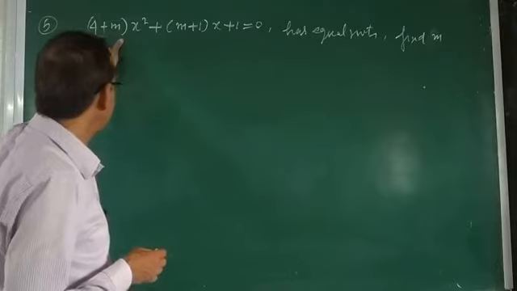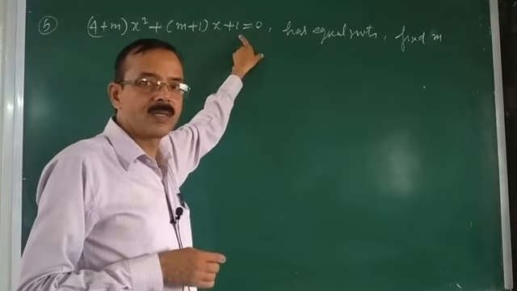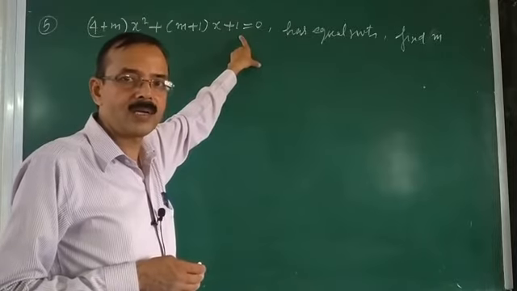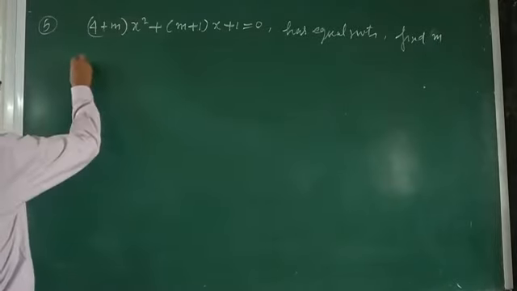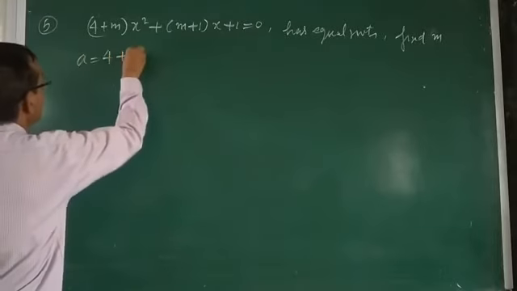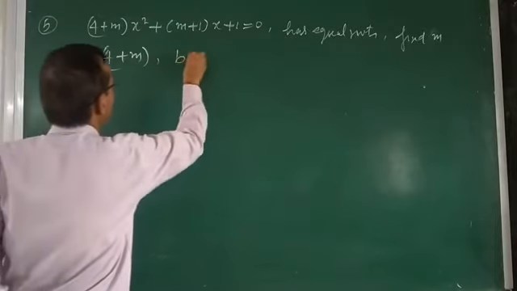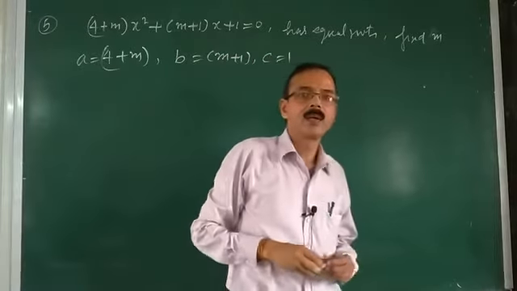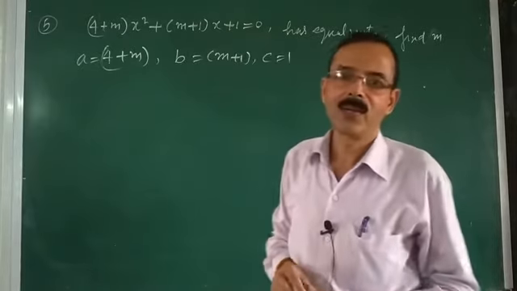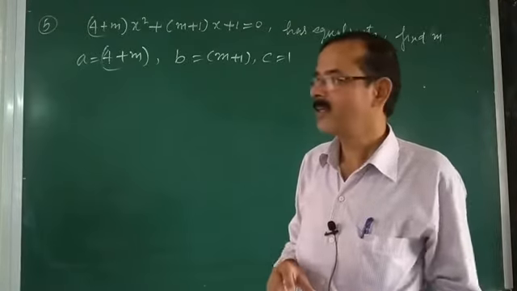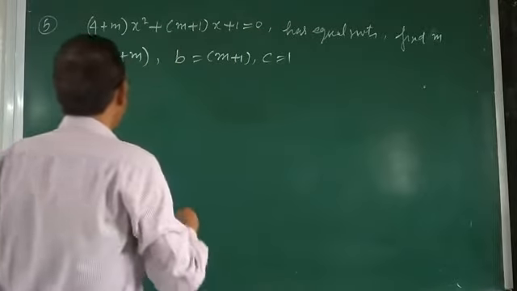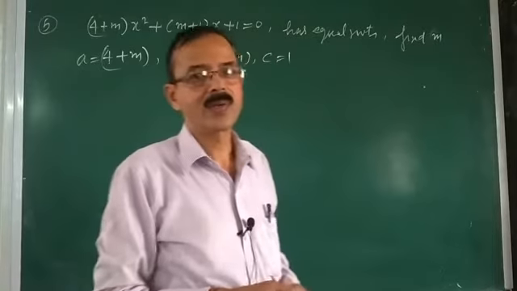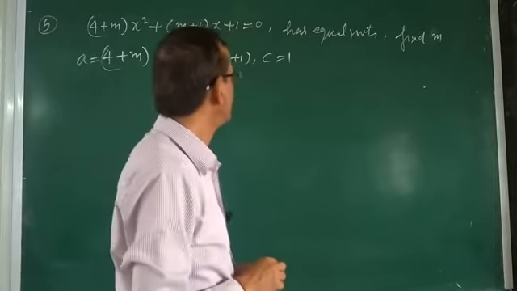So what will a be, what will b be, and what will c be? Then the next step is that we have to factorize by the formula or by the direct method. So let's see. a equal to 4 plus m, b equal to m plus 1, and c is equal to 1. Right? Now what do you have to do next? Check it, because it has equal roots. It means b square minus 4ac should be equal to 0.